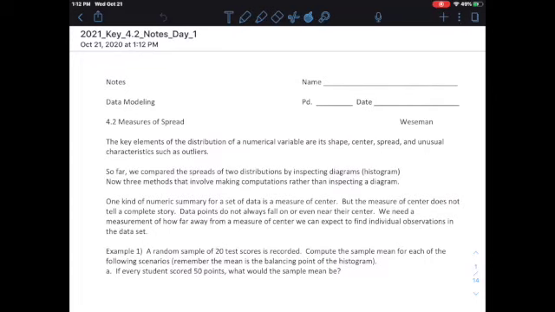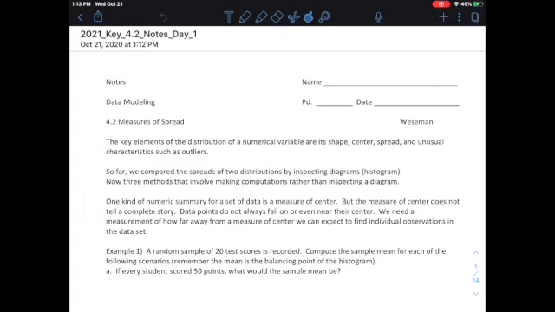Hi everyone, today we're going to talk about 4.2 measure of spread. The key elements of the distribution of a numerical variable are its shape, its center, and its spread, and unusual characteristics such as outliers. So far, we compared the spread of two distributions by inspecting diagrams, histograms, bar graphs. Now, three methods that involve making computations rather than inspecting a diagram.